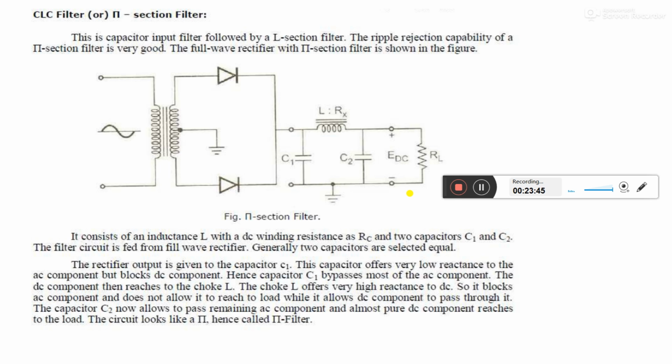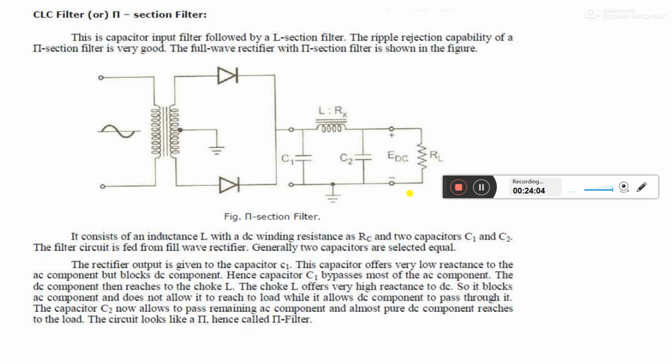Capacitor C2 behaves similarly to capacitor C1. It offers low resistance to the AC component of the rectifier, but it offers infinite resistance to the DC component. Therefore, the capacitor bypasses an appreciable amount of the AC component toward the ground, and the DC component moves towards the load resistor RL.